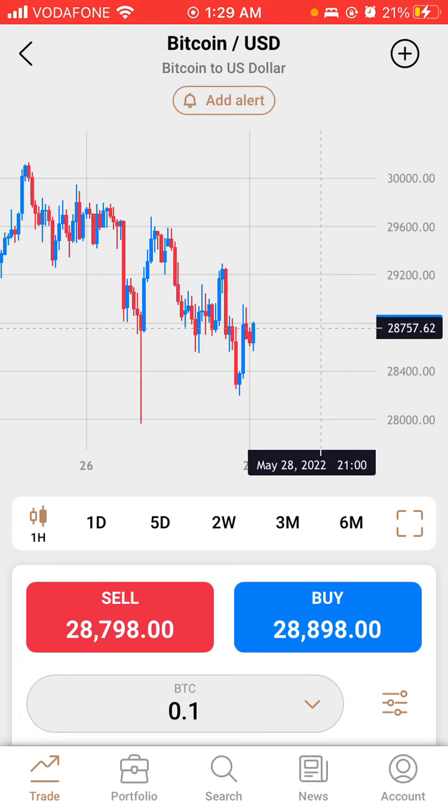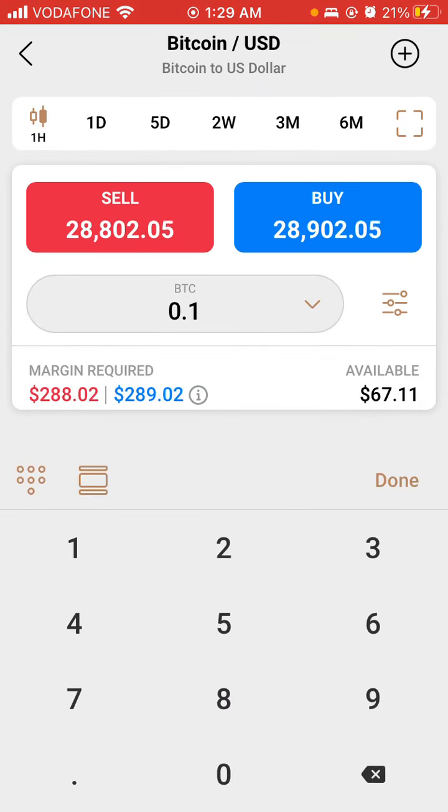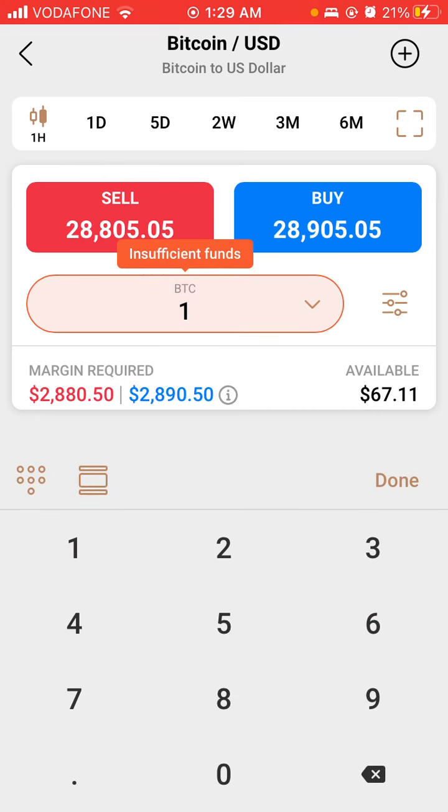But if you want to get into the market, like you want to make a quick profit, then you could just buy it at this point. So let's see, I want to buy one Bitcoin.